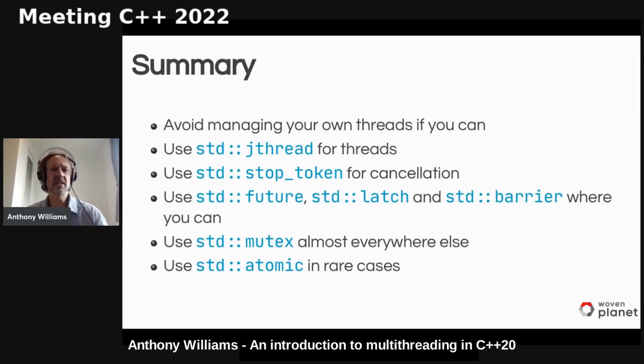So, in summary, avoid managing your own threads if you can. Use things like thread pools or the parallel algorithms. Use jthread if you're managing your own threads. Use stop token for cancellation. Future, latch and barrier are the next level down if you're having to do synchronization. Use std::mutex if you can't use the high-level things, and occasionally, rarely, you might want to use std::atomic. So do that.